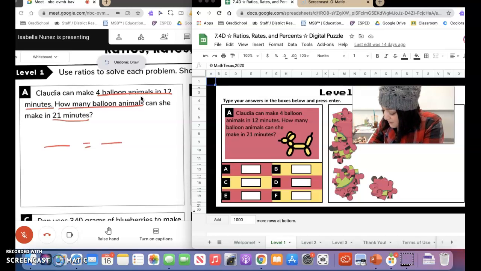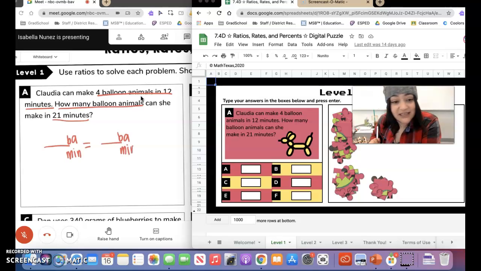So we have balloon animals. So I'm going to put BA for balloon animals, and then I'm going to put minutes because those are the 2 units given in my ratio. So it says Claudia can make 4 balloon animals in 12 minutes. We want to know how many balloon animals can she make in 21 minutes. X is our variable, and I just plugged in the numbers where my labels were and made it super easy. I don't see a relationship right here between 12 and 21.